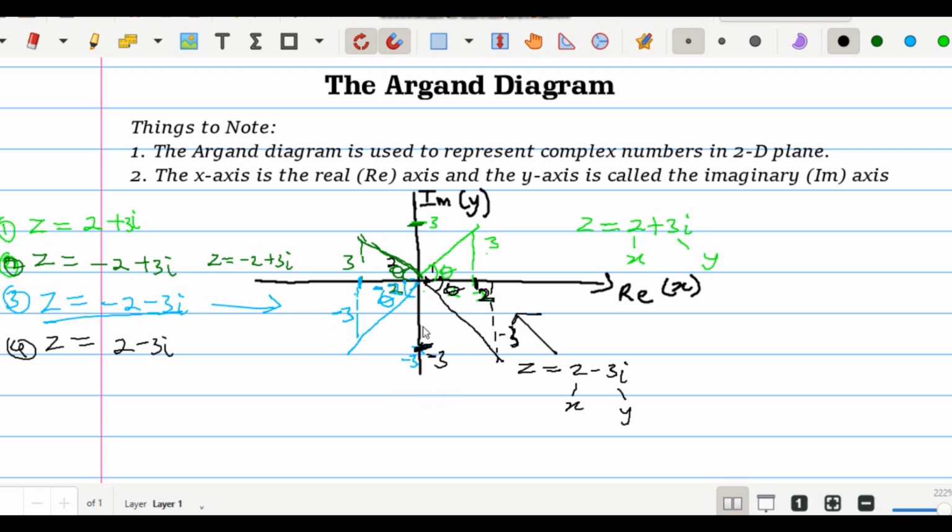In the next video, we are going to look at the modulus of complex numbers.